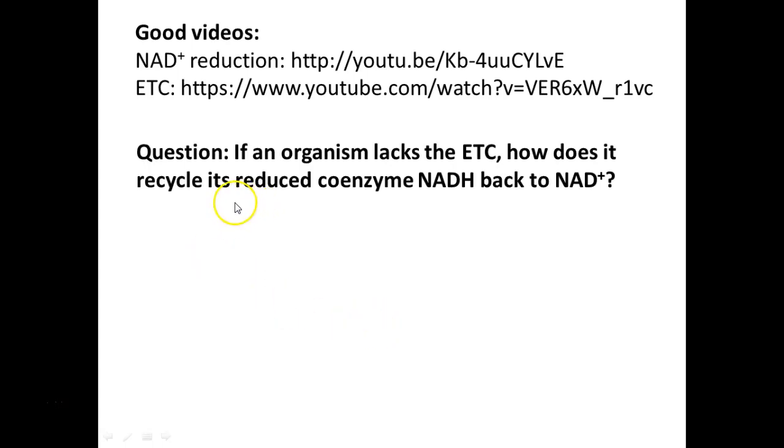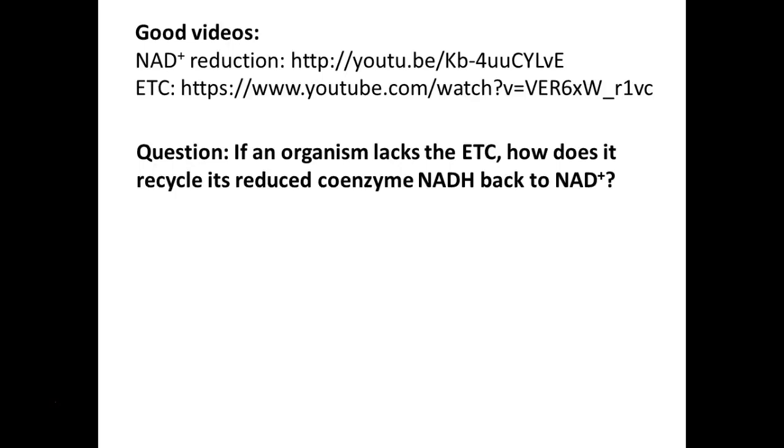So, this is a very important question. If an organism lacks the electron transport chain, how does it recycle the reduced coenzymes? Because remember, in glycolysis, we do generate 2 NADHs, right? If we have no place for those electrons to go, how do we get rid of them so that we can pick up electrons from the next glucose that's broken down? Those electrons have got to go somewhere, right?